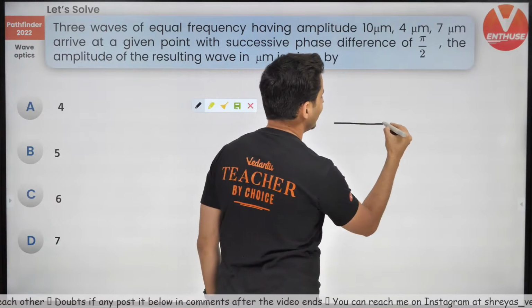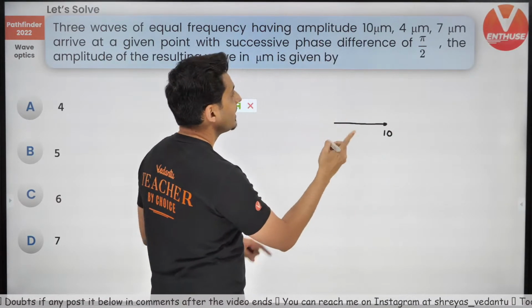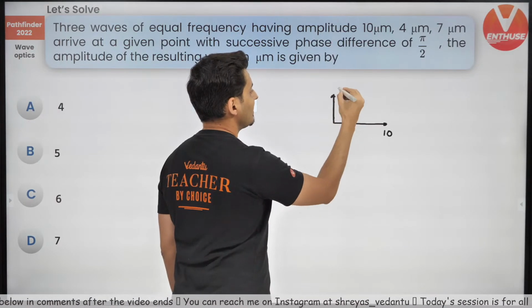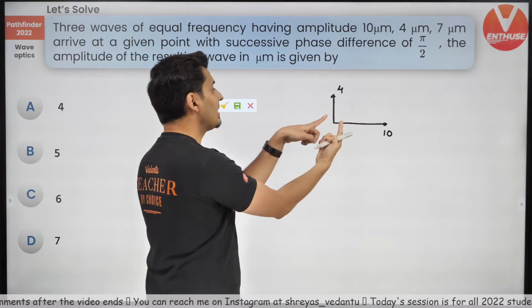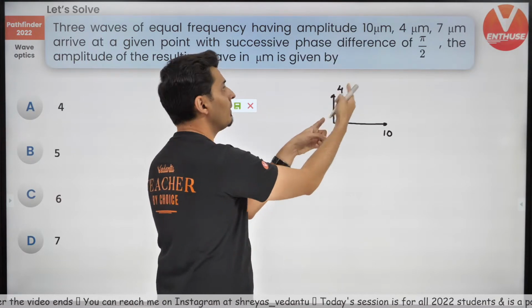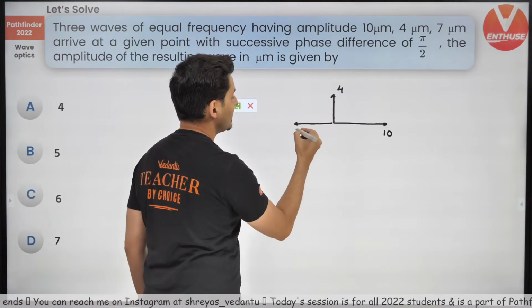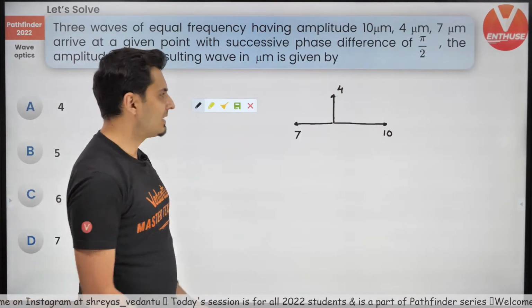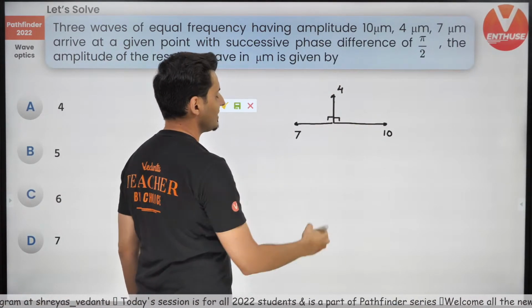You have one vector of length 10. The next vector of 4 is making an angle of 90 degrees. So this is a vector of length 4. The next vector makes an angle of 90 with the 4 vector and has a length of 7. These are the 3 amplitudes, the phasor diagram. Yep, and this is 90, this is 90.